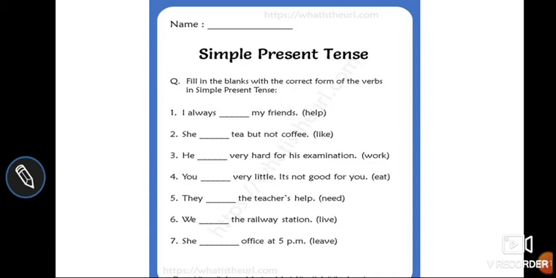Here is a worksheet for you to practice the simple present tense. Please do it in your notebook and try it out.